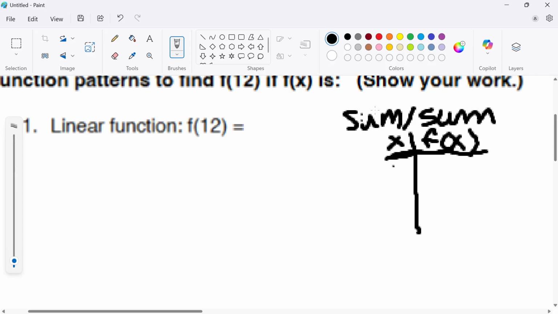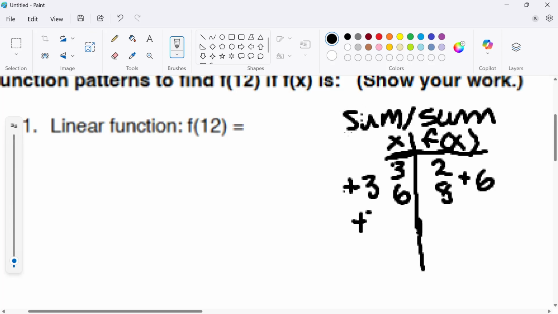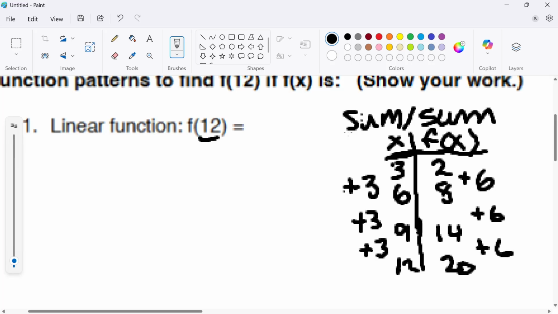And then I will go, if x equals 3, f of x equals 2. If x equals 6, f of x equals 8. So 3, what do I add to 3 to get 6? In other words, 6 minus 3 is 3, so I had to add 3. 8 minus 2 is 6, so I had to add 6. Every time I add 3 to the x, I add 6 to the f of x. If I add another 3, 6 plus 3 is 9. If I add another 6, 8 plus 6 is 14. If I add another 3, 9 plus 3 is 12. That answers the question. It wants 12. 14 plus 6 is 20. So f of 12 is 20.